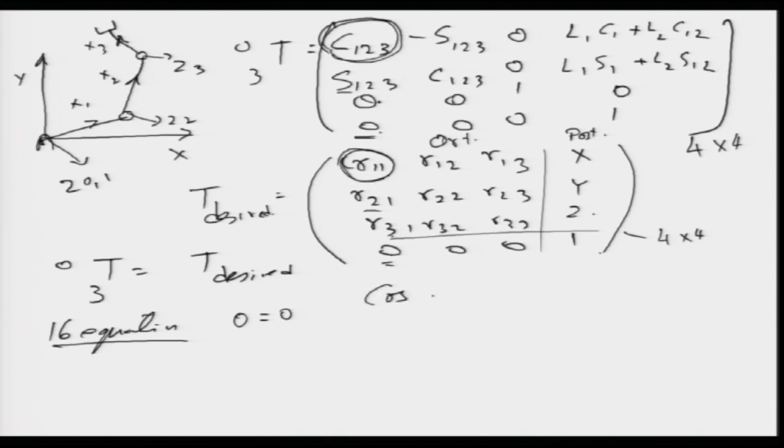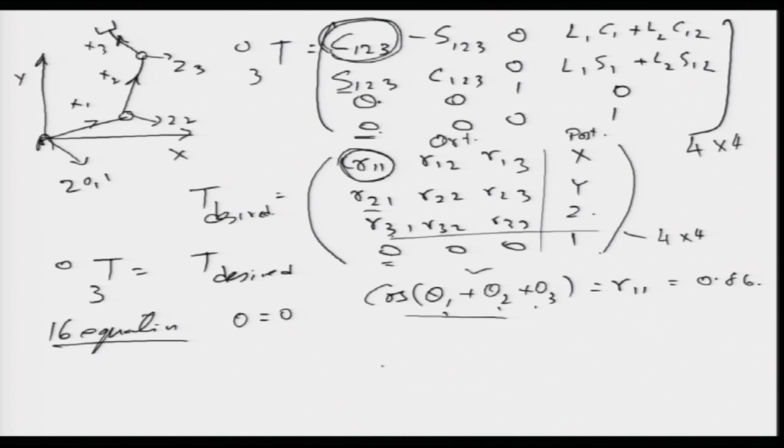So for example, just to explain that, cos(theta1 + theta2 + theta3) is equal to R11. Now R11 will be a number, say, just for example, 0.86. Now you have three variables here and only one equation, and that is also in this form. So it is not possible to solve this.